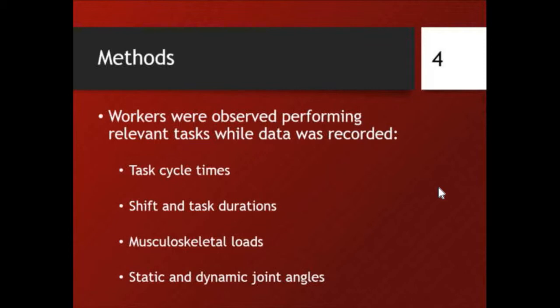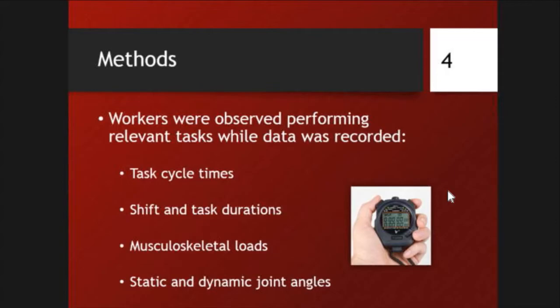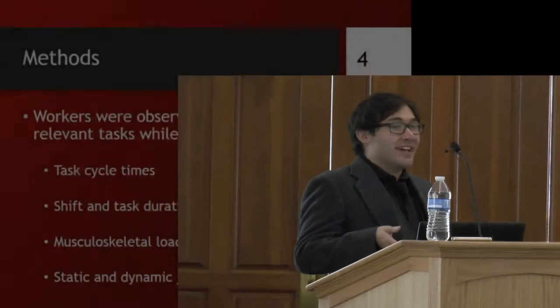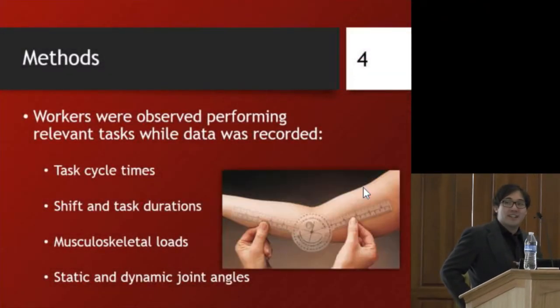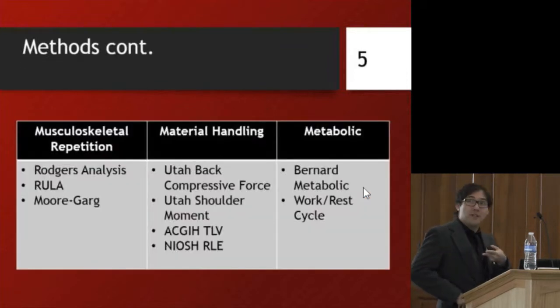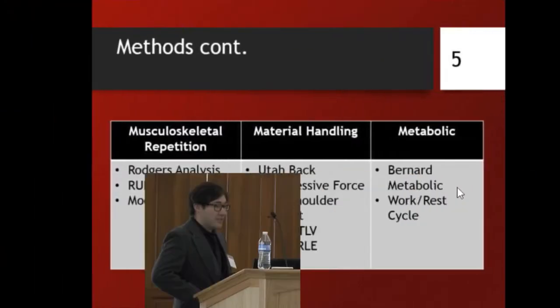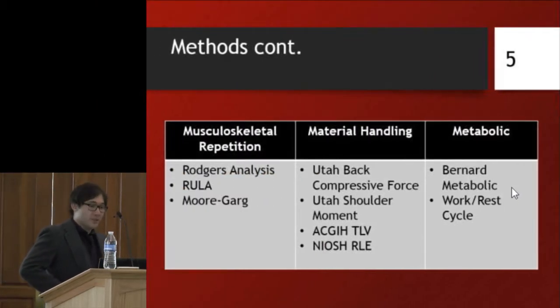For our methods, we observed our workers performing their everyday tasks while recording data. This data includes task cycle times, as well as shift and task durations, musculoskeletal loading, such as loads carried in the hands, and finally, static and dynamic joint angles. We used ergonomic evaluation tools to quantify the potential for injuries due to musculoskeletal repetition, manual material handling, and metabolic demand of performing various tasks.